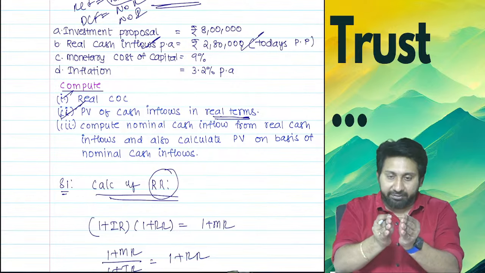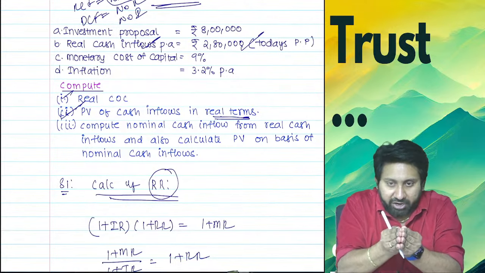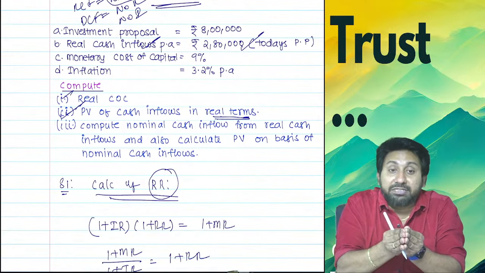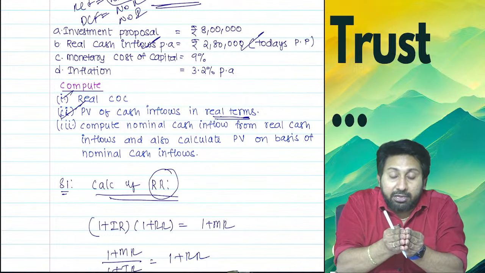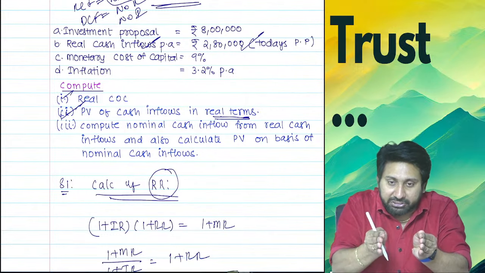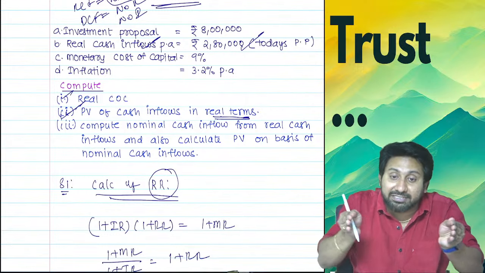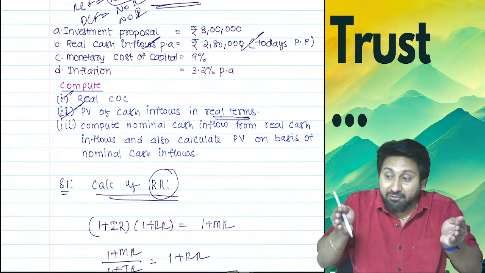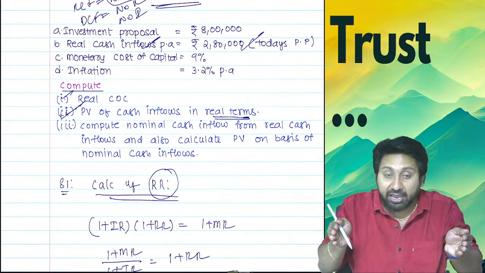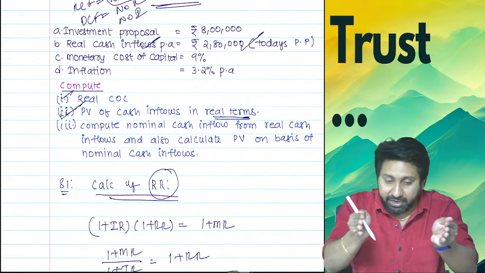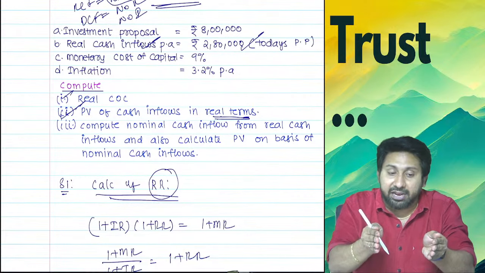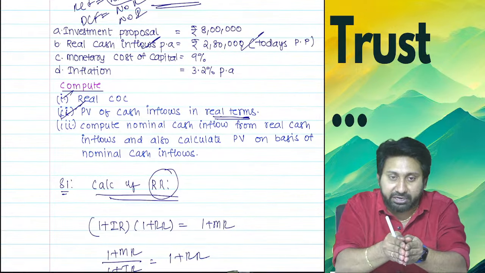See here. This is the discounted cash flow. Discounted means after removing everything, including real cash flow, it will be this much. Including inflation means this much. I reduced by real risk, it became like this. Again, I reduced the risk, it became discounted cash flow.